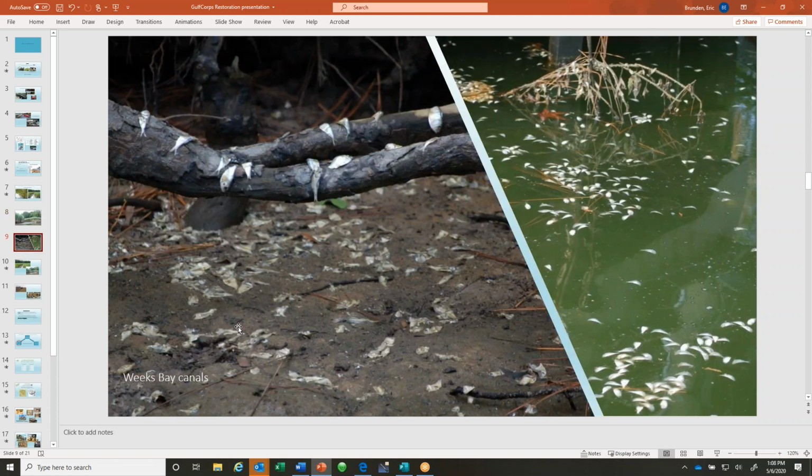Here's a pretty obvious one. You think that's a problem? This is again from Weeks Bay Canals, the one that's kind of across the street from where our offices are. Can you see what those are on the branch there? That's dead fish, right? Right, dead fish. Lots of dead fish. That's probably fairly indicative of a potential problem. It's not unheard of to have fish kills, but if it happens a lot, that's probably not a good thing.